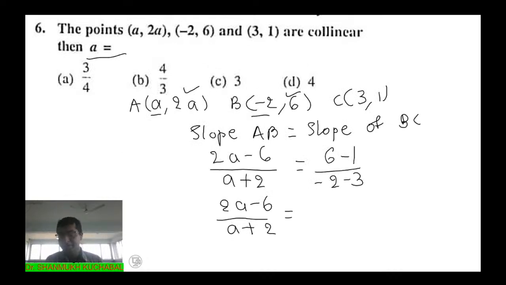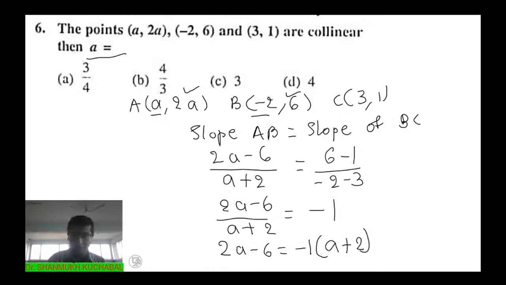RHS, it is 6 minus 1, 5; 5 by minus 5, it is minus 1. Okay, transpose this to RHS: 2a minus 6 equal to minus 1 into a plus 2. If we simplify this, we get the value of a as 4 divided by 3. Therefore, option B, 4 by 3. Yes, it is the right answer.